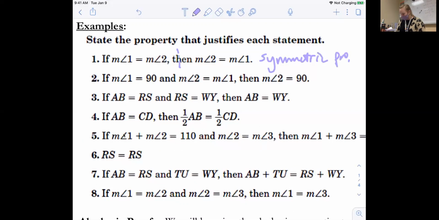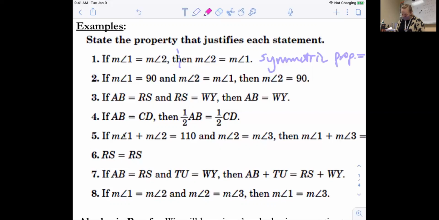Symmetric property of equality. You could also abbreviate that SYM or something along those lines. You can cut them short as long as I know what you're talking about. The next one says if measure of angle 1 equals 90 and measure of angle 2 equals measure of angle 1, then measure of angle 2 equals 90. Oh, there's 3 parts, kind of like transitive.